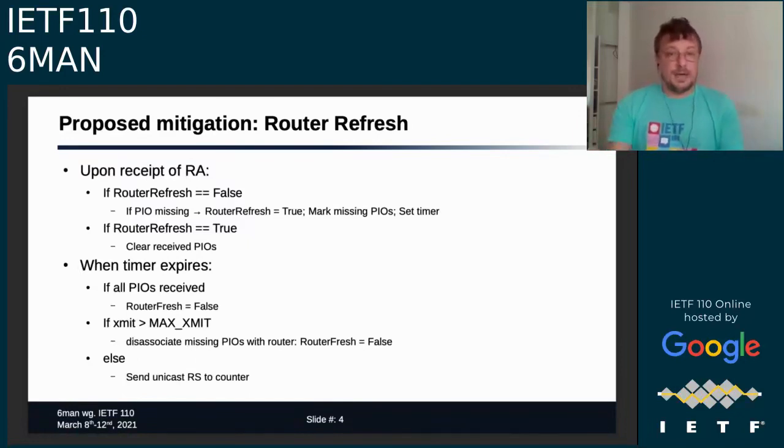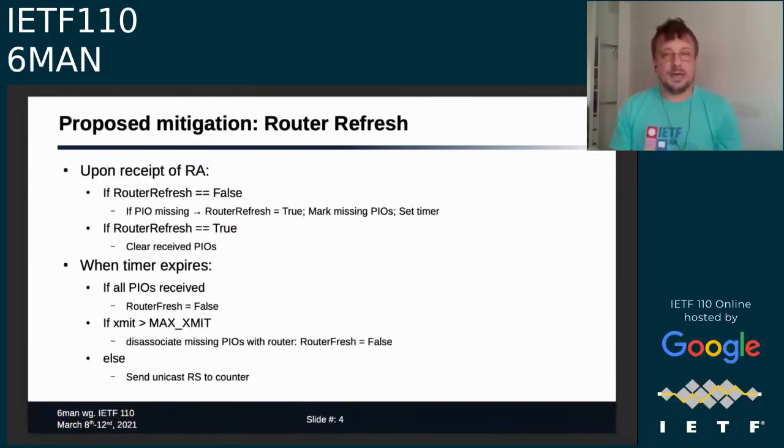Now, if you receive an RA, and you were refreshing information, the router refresh flag was true, the only thing that you have to do is look at the PIOs and clear the ones that you just received. So you're keeping track of which ones are missing. If you're refreshing information, then you check the PIOs, the ones that you have received, you clear them, okay? So that means that those are still fresh.